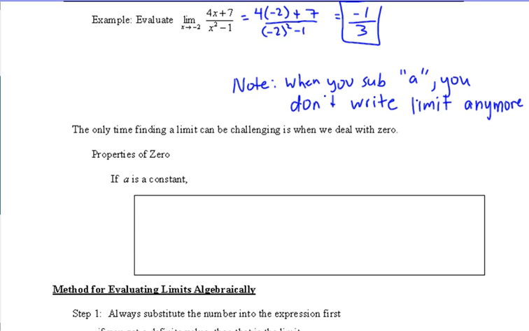Okay, so let's talk about properties of zeros. In math, the number that always gives us the most grief is 0. Seriously, not 9. 0 causes problems, often. So let's talk about our different rules. 0 times a number is 0. If we have a number over 0, that's undefined.